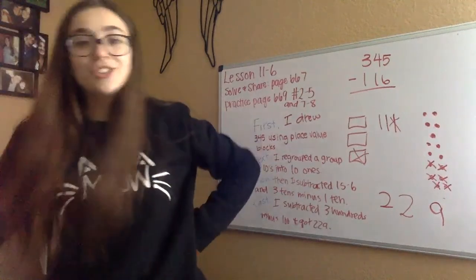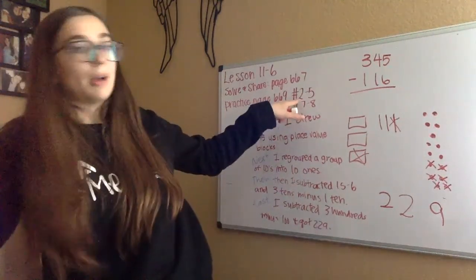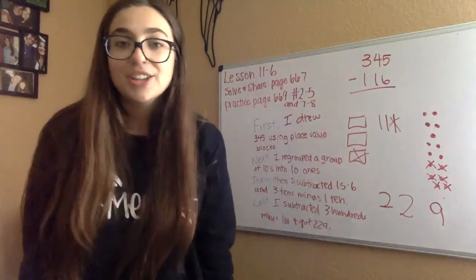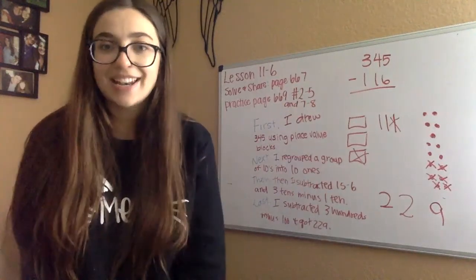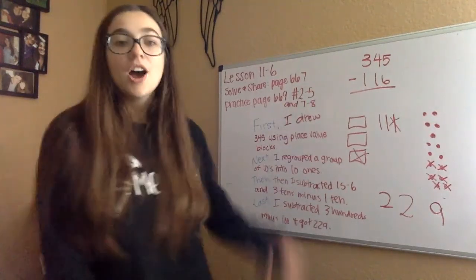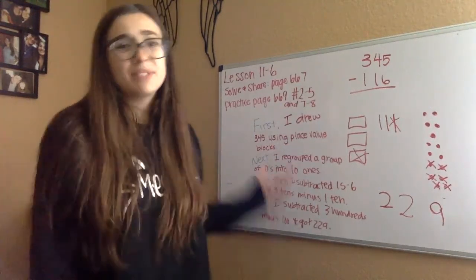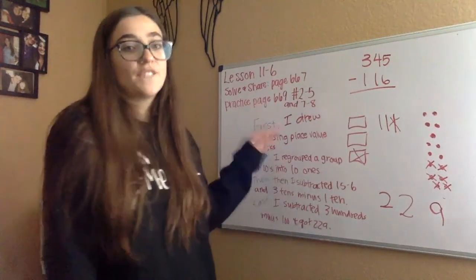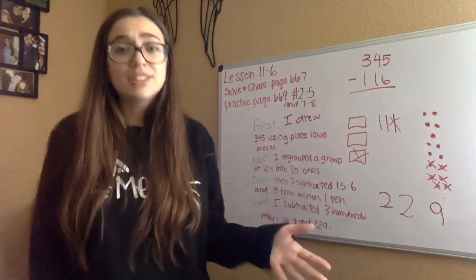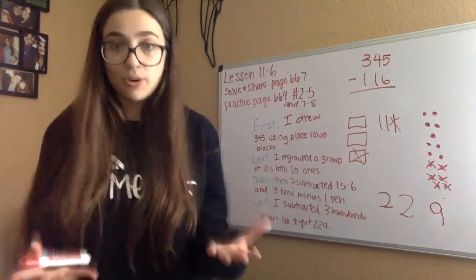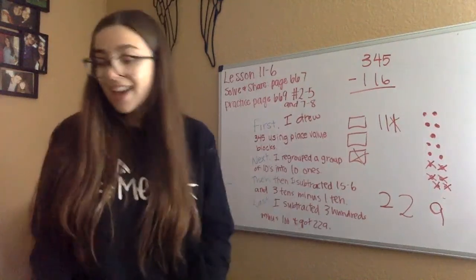And then on page 669, you're going to be doing problems 2 through 5 and 7 through 8. And all of them ask you to solve using any strategy and then explain your work. Hopefully using first, next, then, and last can help you explain. Say you only did 2 steps. You could say first, then. Say you had 3, you could say first, next, last. Do whatever works best for your math strategies.